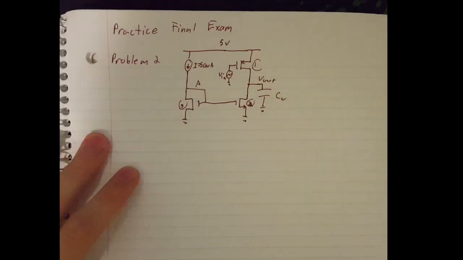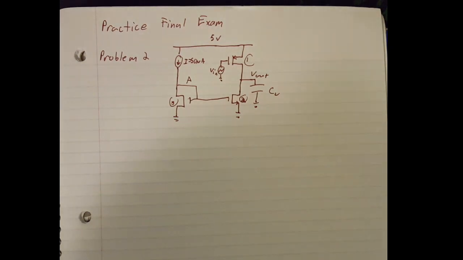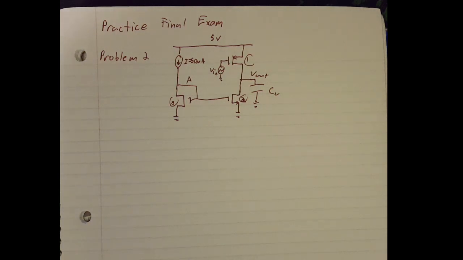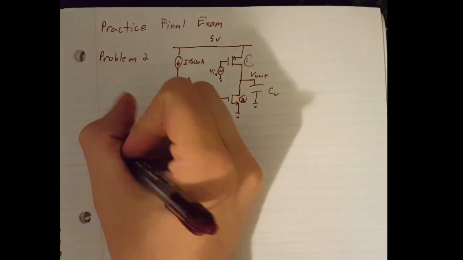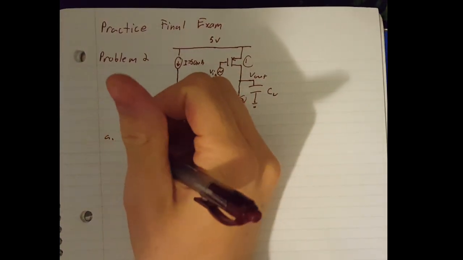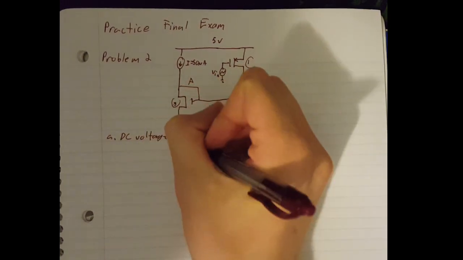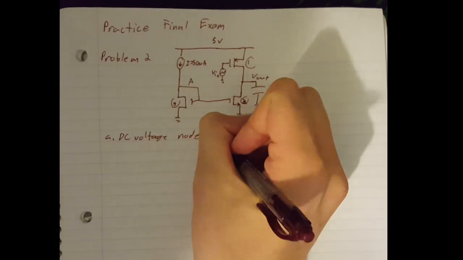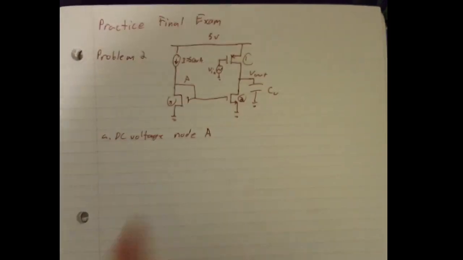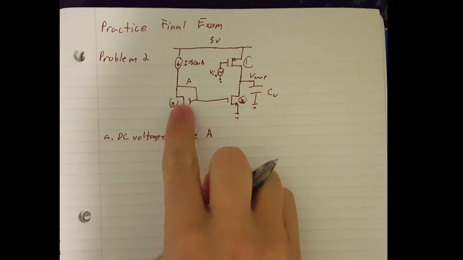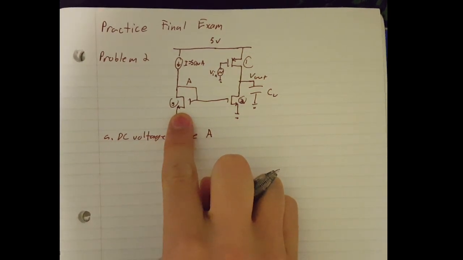Okay, today we're going to be going over a practice final exam. Our first problem here is a basic PMOS amplifier with a current mirror source. So first question is, what is the DC voltage at node A? And we know that node A here is tying together VG and VD of NMOS 3 here.